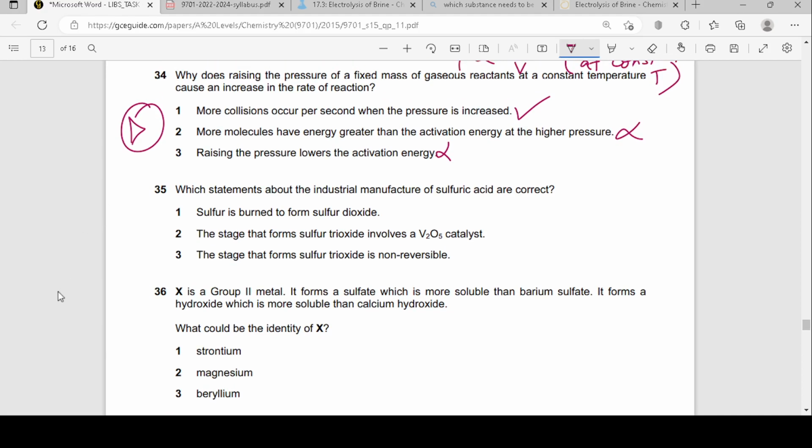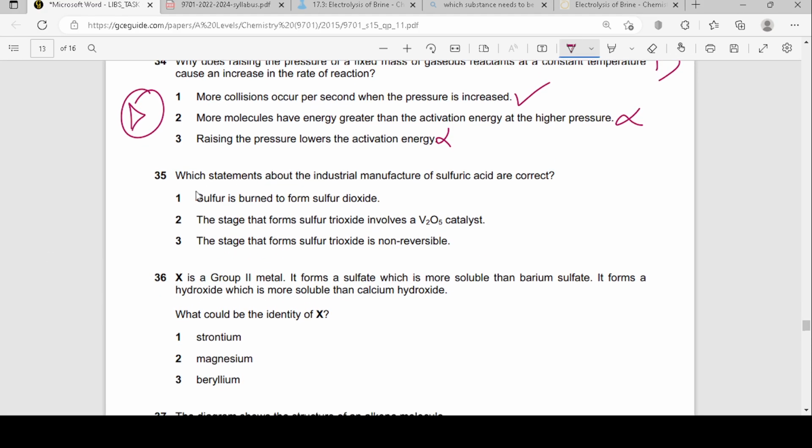And then I just ramble on a lot, don't I? Anyways, question number 35. Which statements about the industrial manufacture of sulfuric acid are correct? So sulfuric acid is H2SO4. Sulfur is burned to form sulfur dioxide. That's right. That's the first step. S plus O2 gives you SO2, right? And then the stage that forms sulfur trioxide involves a V2O5 catalyst. That's also right. So then after this, you have the stage where SO2 plus 1/2 O2, a reversible reaction, gives you SO3.